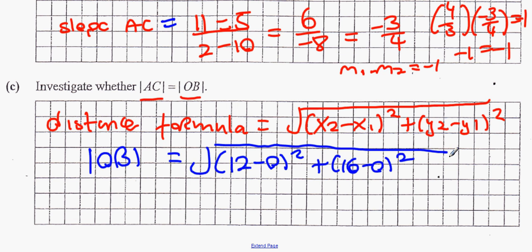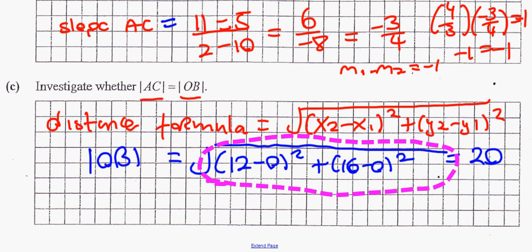Now, investigate whether means it doesn't actually have to be equal. Sometimes looking at the language of the question can help you. This doesn't have to equal each other, but if they do, it would say show that or verify. The answer for this is 20. Just put that straight into the calculator, so then you just know it's 20. Now, we've got to do AC next.